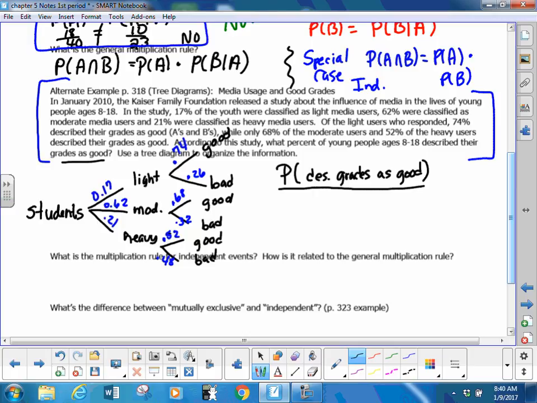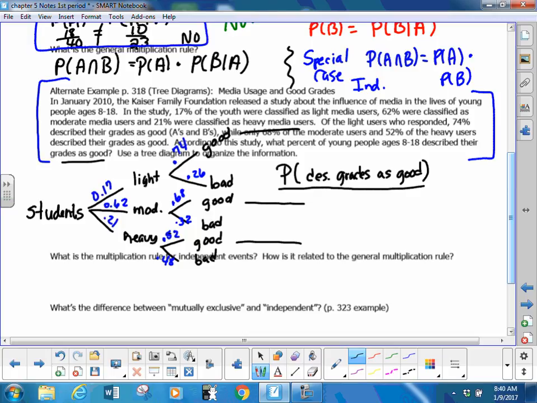Okay, so let me show you how to get this good branch. If you look at your last branch, do you see where the three goods are at? We want something here, something here, and something here. What do you think we need to do with these two numbers? We've got a 0.17 and a 0.74. What do you think we need to do with the numbers to get the number that goes here?